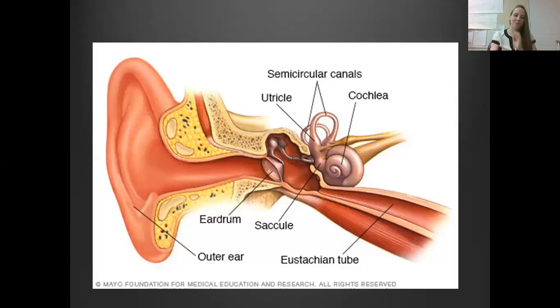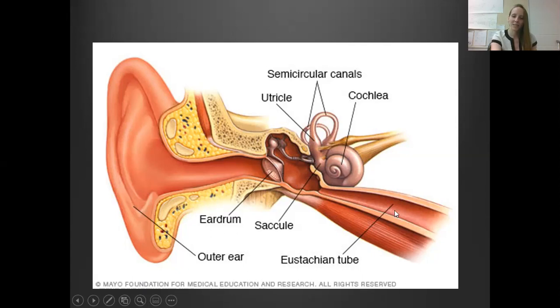So this is just an image of these different parts. Out here we have the pinna and the auditory canal. Those are the 2 parts of the outer ear. Then in the middle ear, we have the tympanic membrane, aka eardrum. These 3 little bones in here are the ossicles. And then this little circle right here at the end would be the oval window.